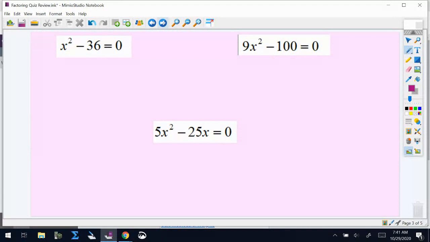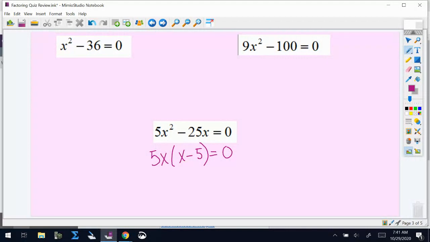These 3 are all in standard form already. The only one that has a GCF, if you look at the 3, the first one's good, the top right is good. The bottom one, though, I can take out a 5x. That's my GCF, so I'm left with x minus 5.